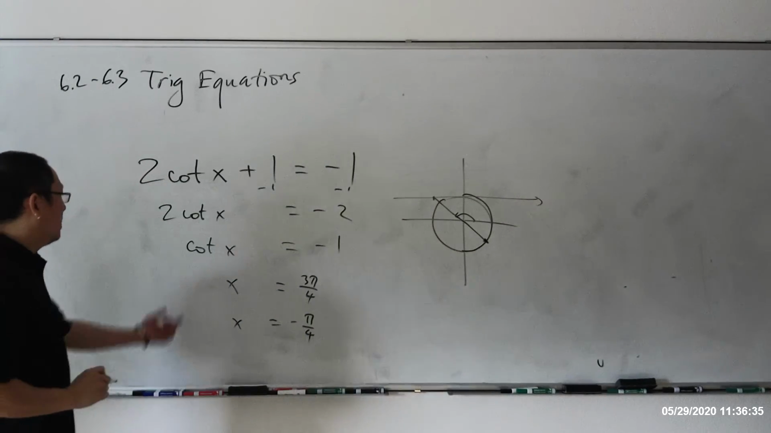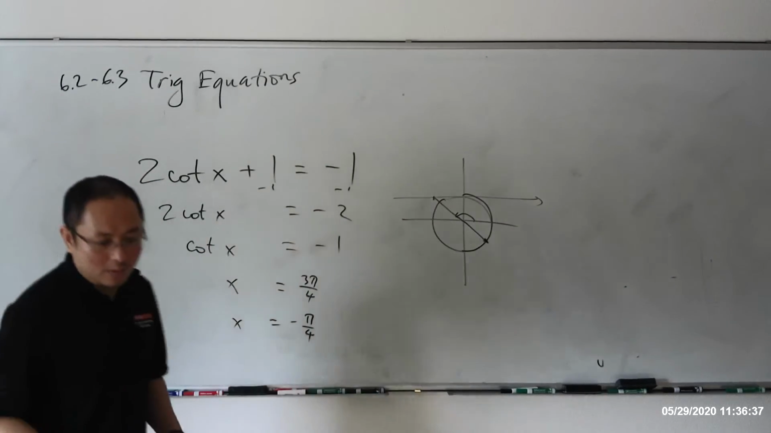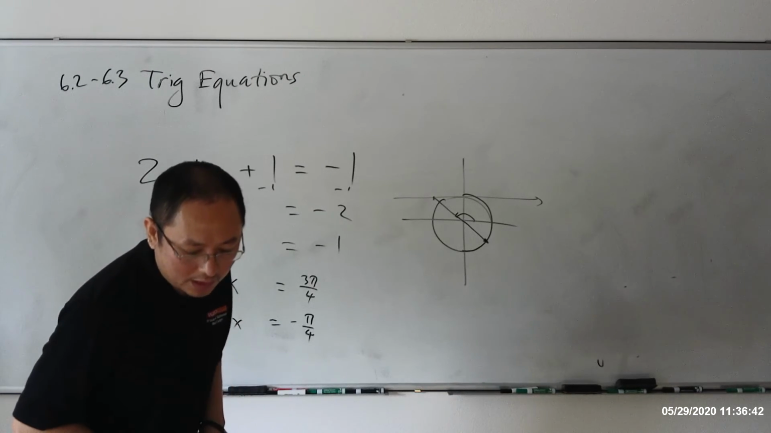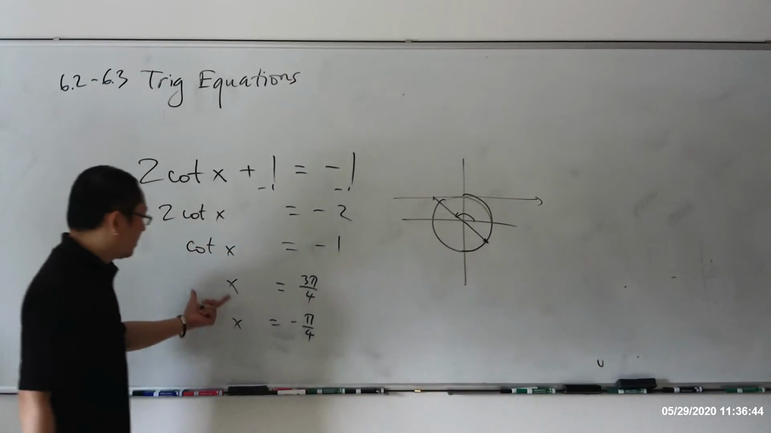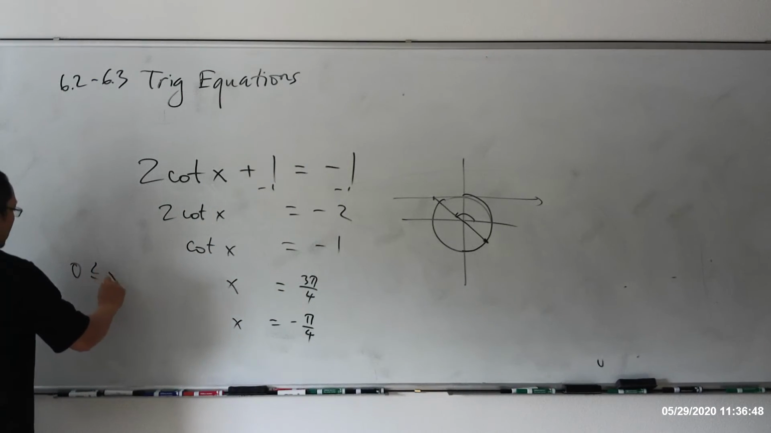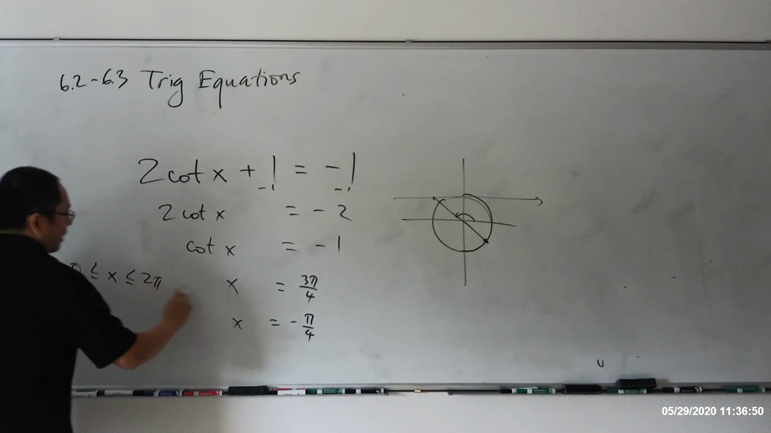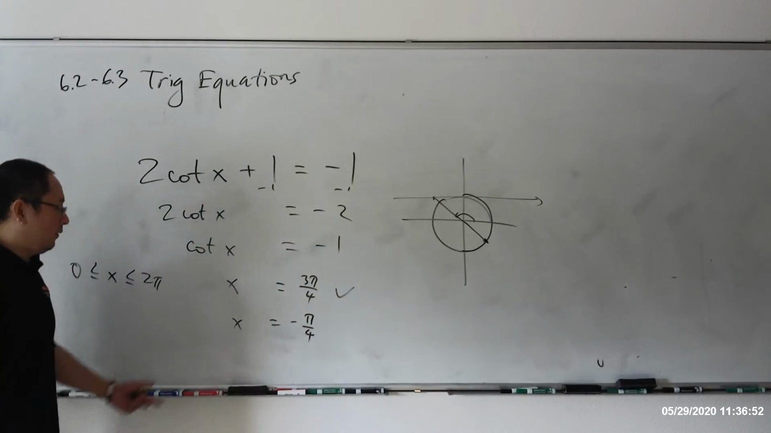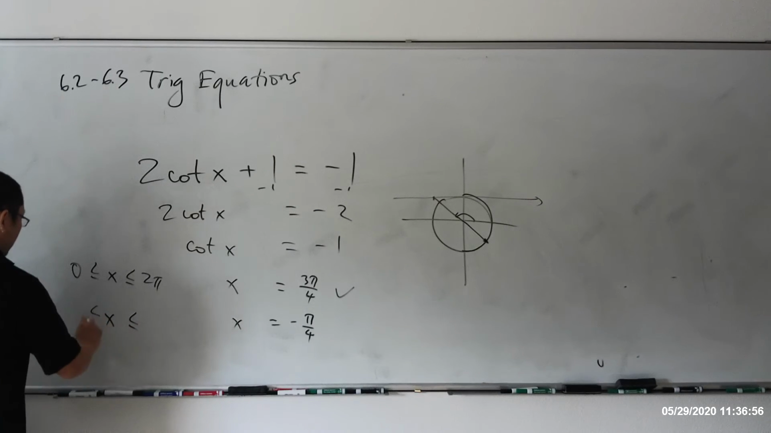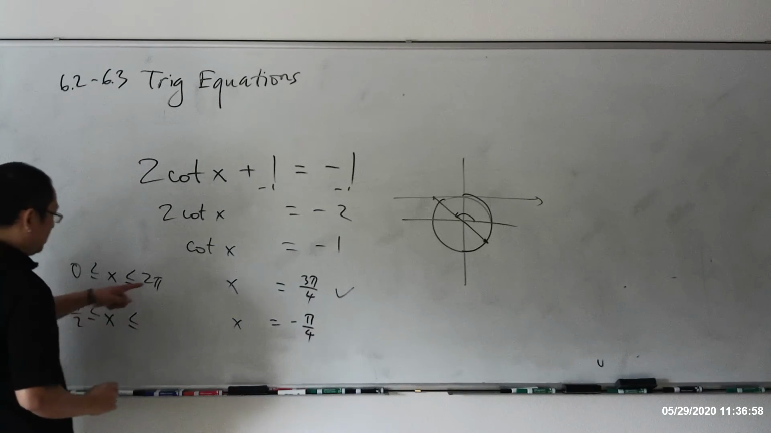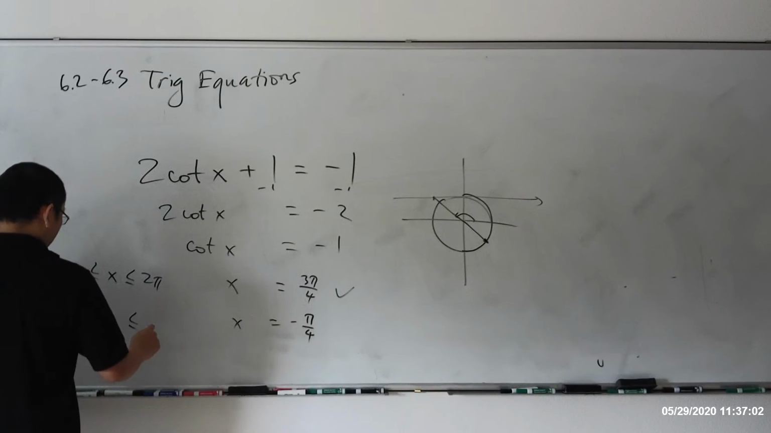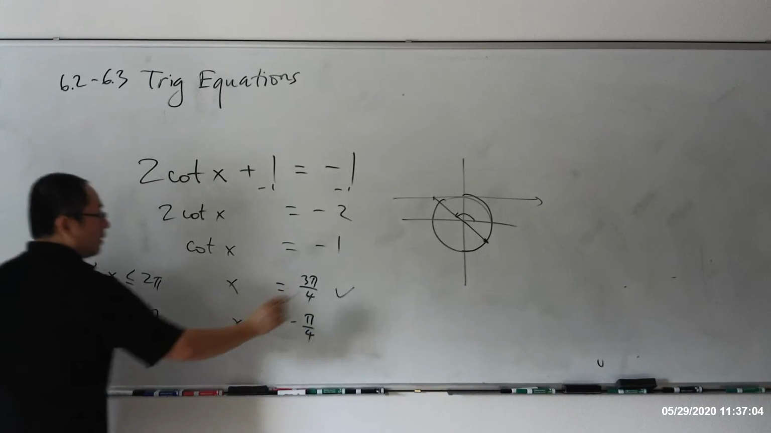So which one is the domain? This depends on the question. Say the answer is something between 0 and 2 pi. They have to give you a condition. They tell you, I want x somewhere between 0 and 2 pi, then you choose this answer. What if in the question they ask you, I want the answer somewhere between -pi over 2, this is 0, and say pi over 2? Then you have this answer.